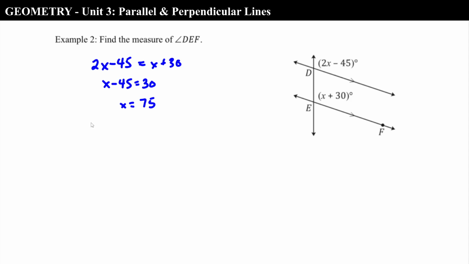Now we need to find the measure of DEF. So the measure of angle DEF is going to be x plus 30. Well, we know that 75 is x. So it's really 75 plus 30. And so 75 plus 30 gives us 105 degrees.